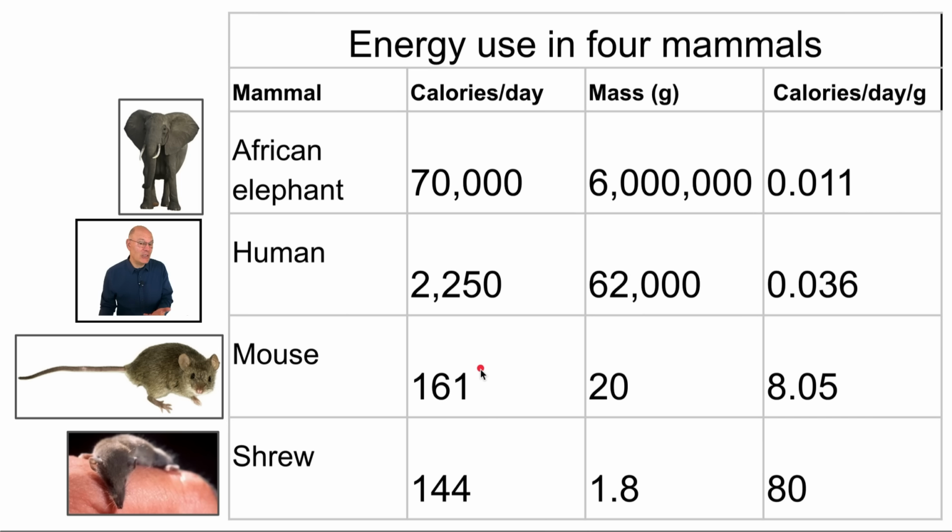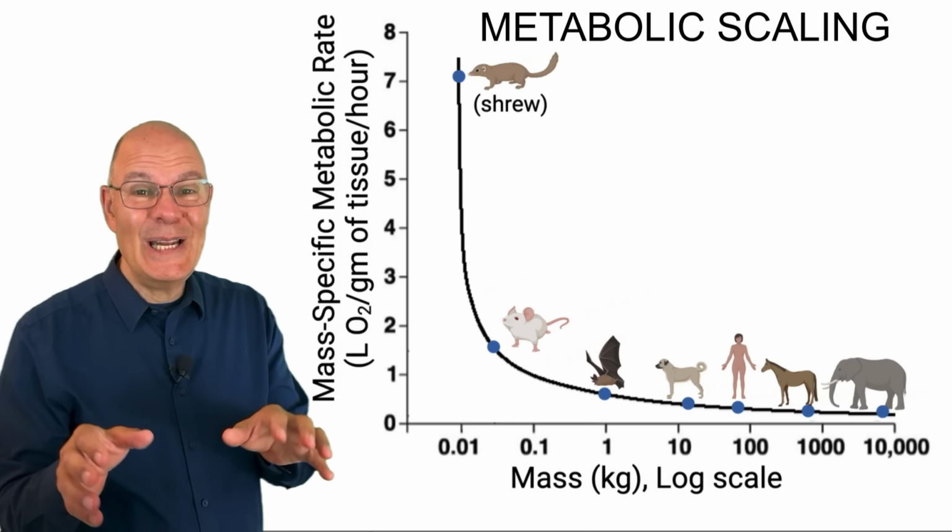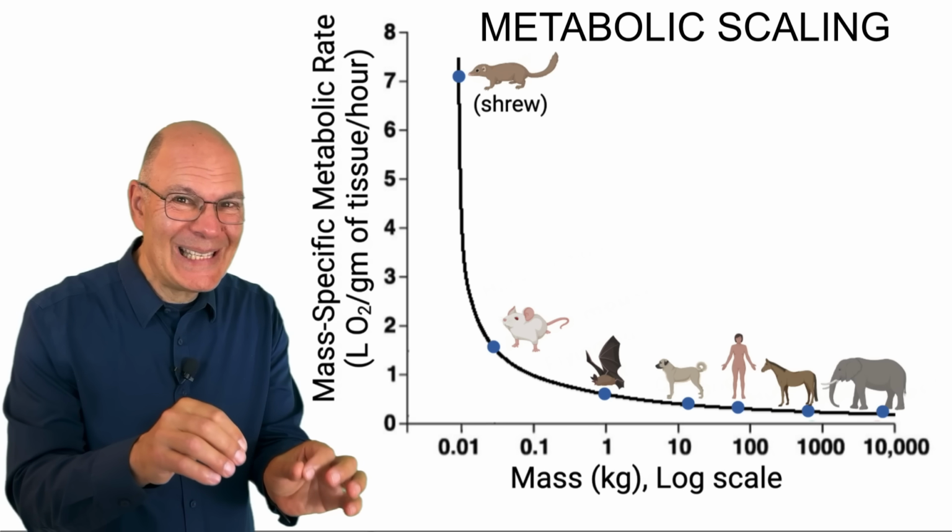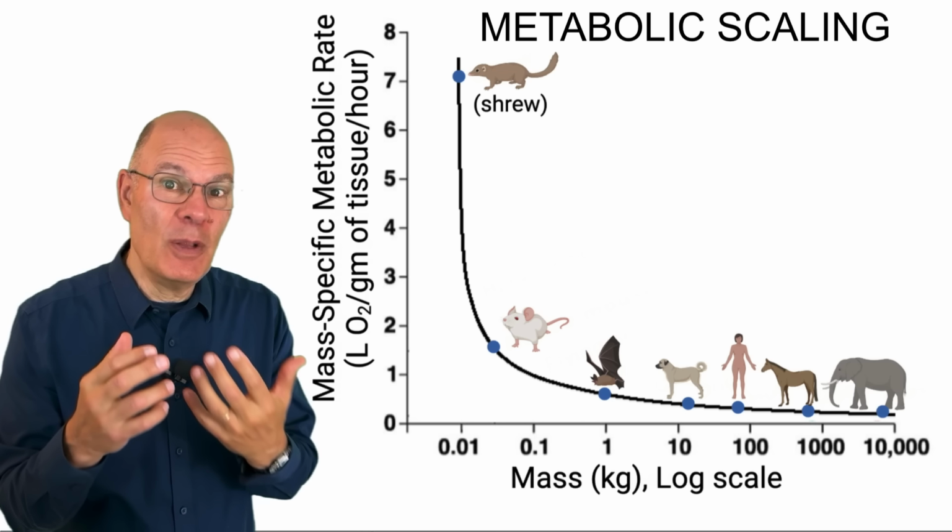It requires 161 calories per day, not that much, but its mass is only 20 grams, which means that each gram of mouse tissue requires 8.05 calories per day. And if we look at the smallest mammal, the Etruscan shrew, it requires 144 calories a day. It's only 1.8 grams, so its energy use in terms of its relative metabolic rate is 80 calories per day per gram. This difference in relative metabolic rate, that's the mass-specific metabolic rate, is called metabolic scaling.